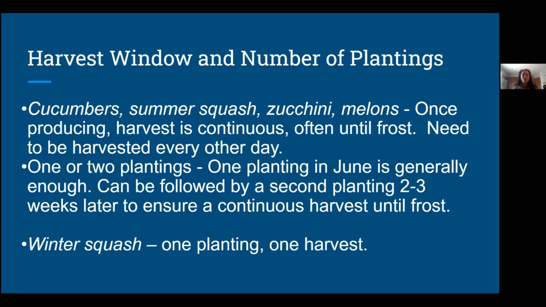You can do just one planting in June, which is usually enough. And then it can be followed by a second planting, but that's up to you. Usually one planting is enough to ensure a continuous harvest until the frost. With winter squash, it's just one planting, one harvest. So you know, planting in June and then harvesting in the fall for the winter squash.